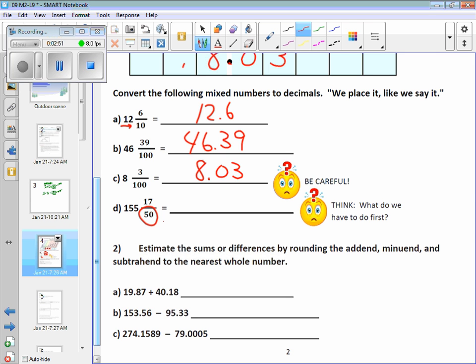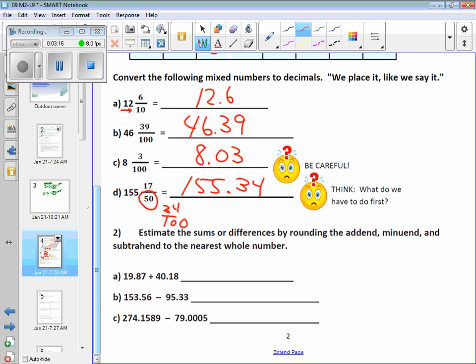155 and 34 hundredths. Okay, I'm going to just do the fraction first. Now we can place it like we say it. 155 and 34 hundredths. Okay? How many of you remember this from elementary school? Great.